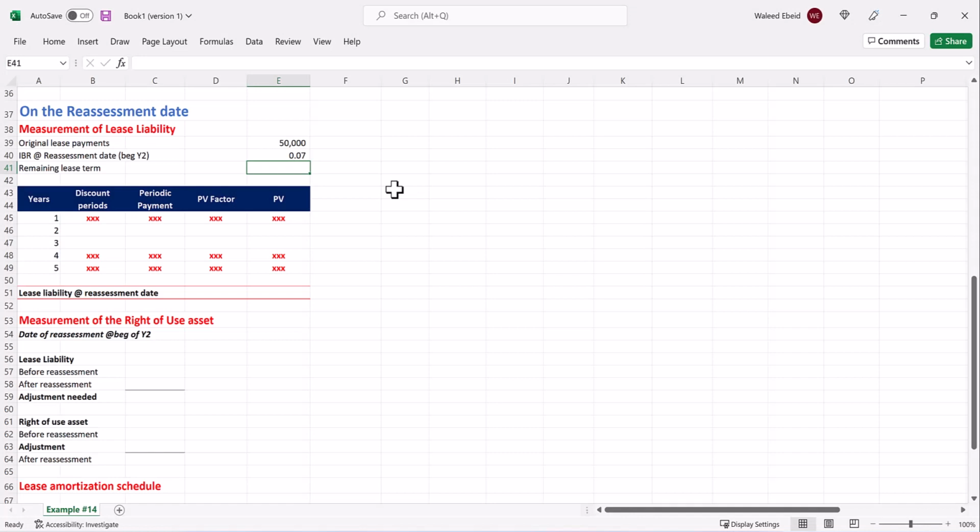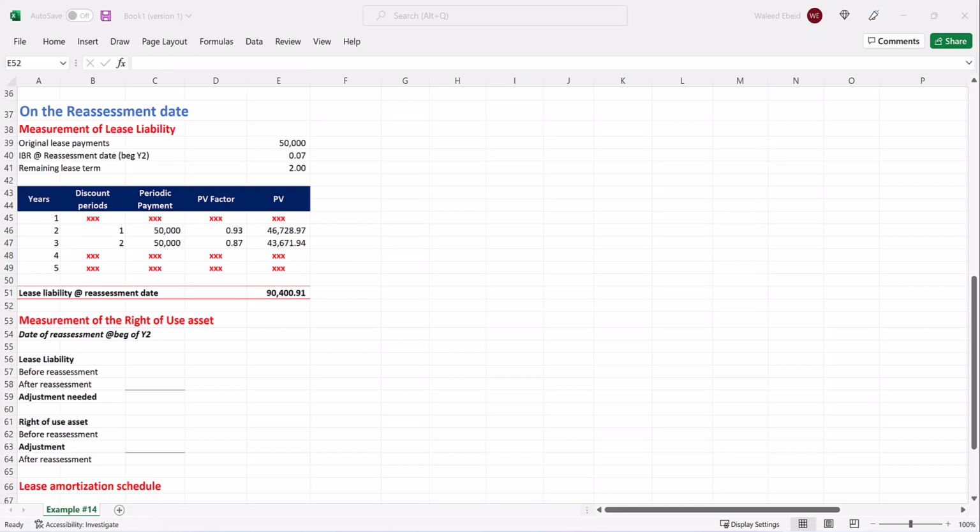And we have 2 years remaining in the revised lease term, the second and the third years. Insert the discount periods for the remaining years, the lease payments, then the present value factors, and here is the revised lease liability at the end of year 1, the date of reassessment.